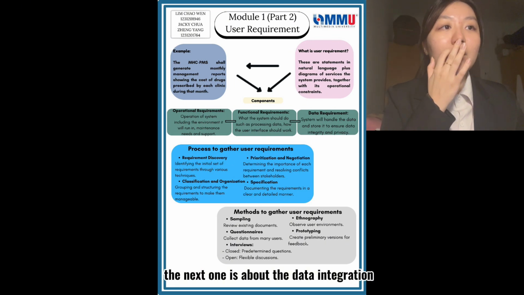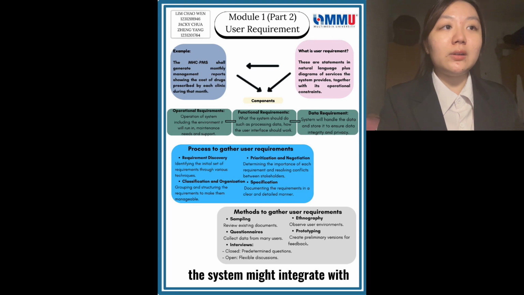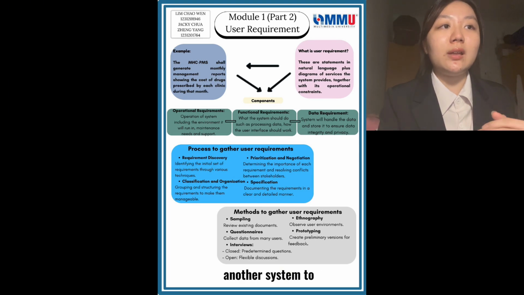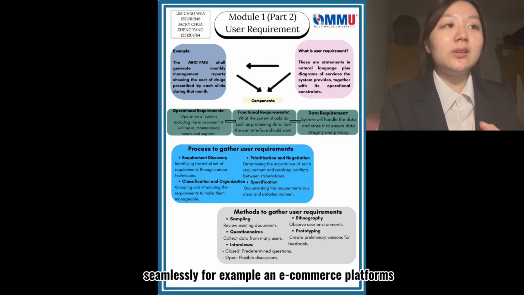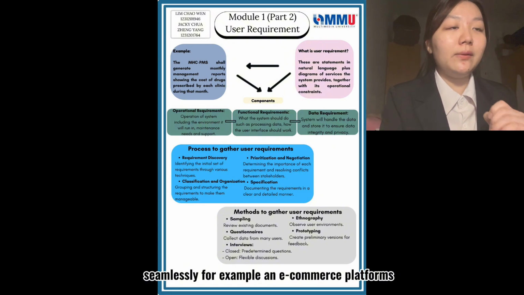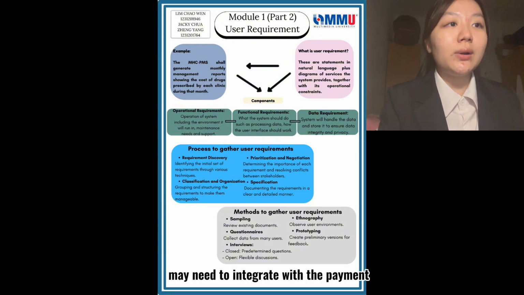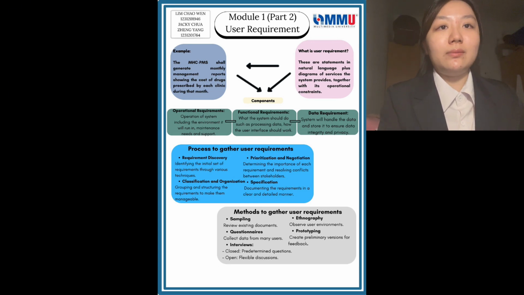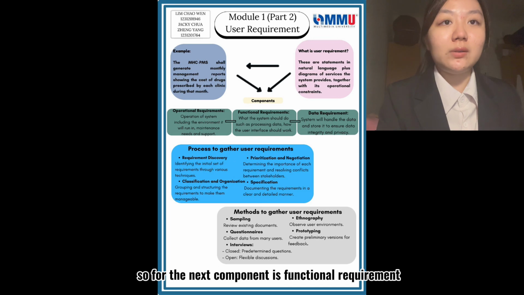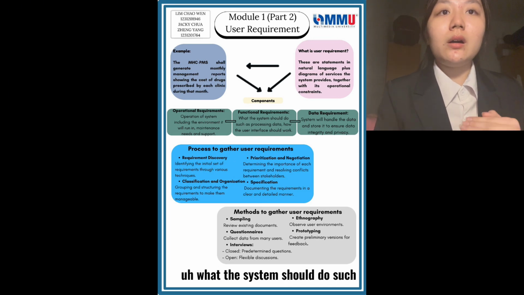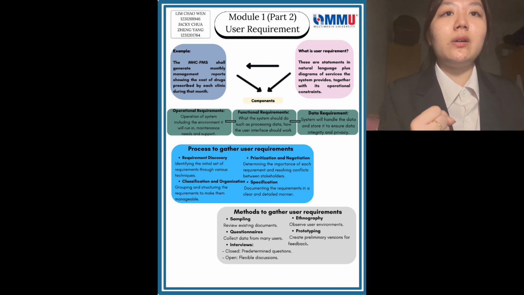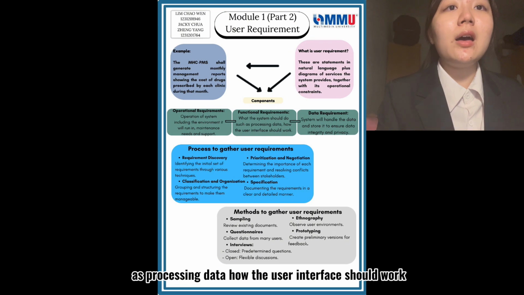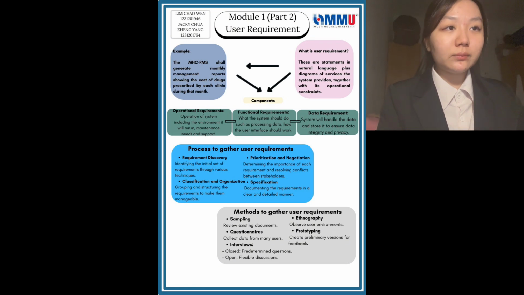The next one is data integration. The system might integrate with other systems to exchange data seamlessly. For example, an e-commerce platform may need to integrate with a payment gateway to process transactions. For the next one, the component is functional requirement: what the system should do, such as processing data and how the user interface should work.